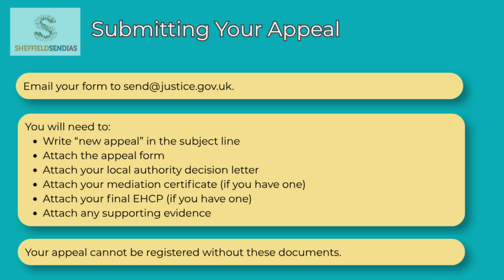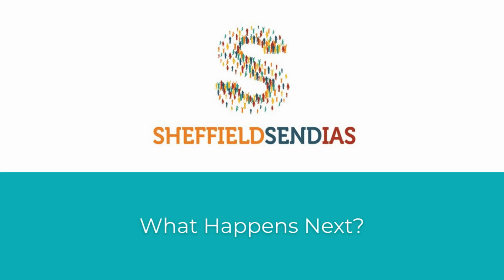It's very important that you check you have attached all of these documents, as the appeal cannot be registered without them. You can submit the appeal by post if necessary, but make sure to use recorded delivery. The tribunal communications are generally sent by email, even if the original appeal was posted.